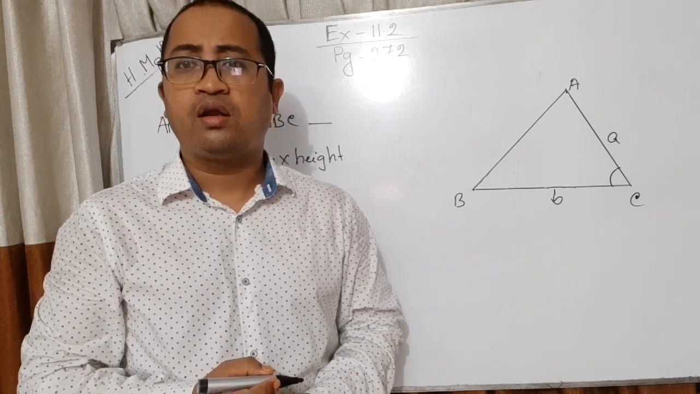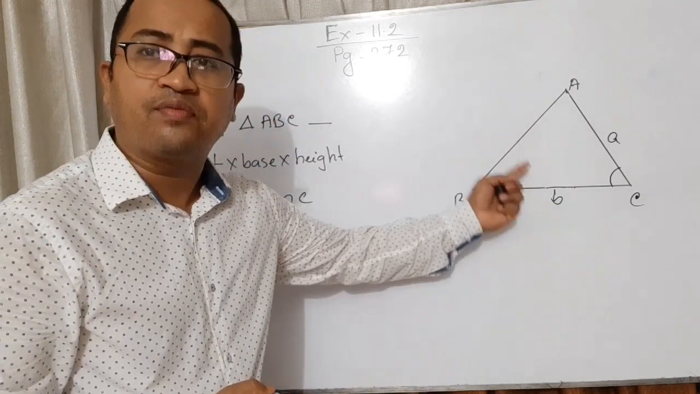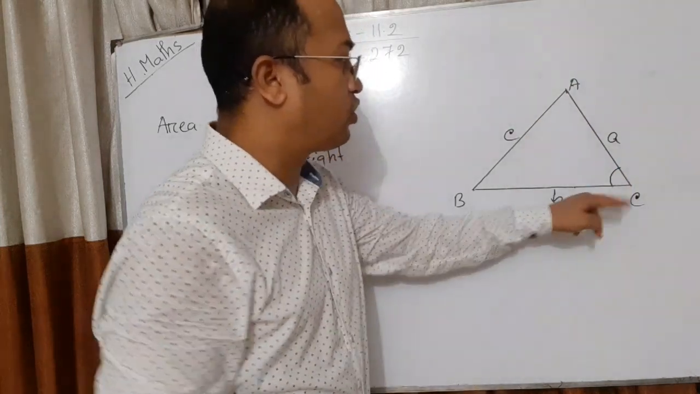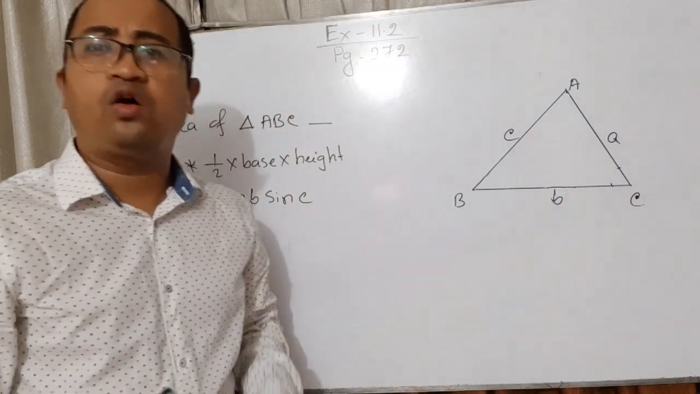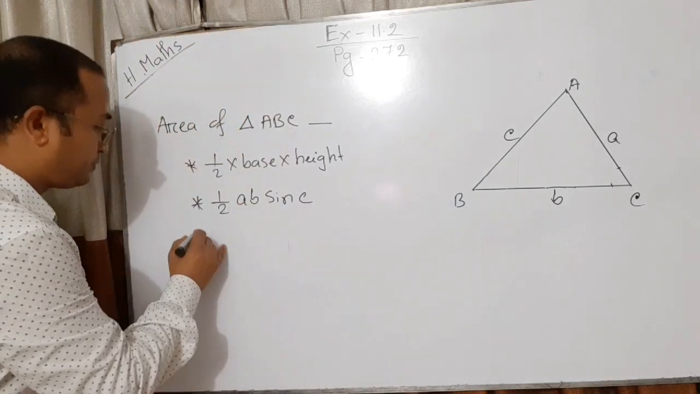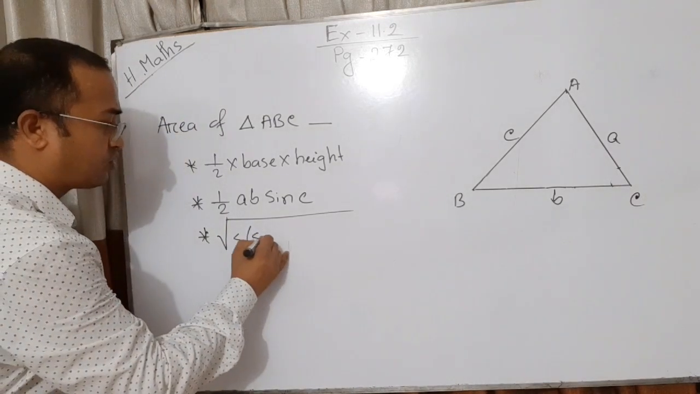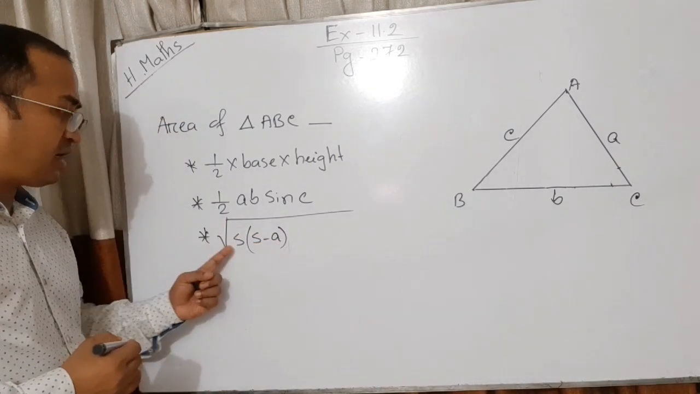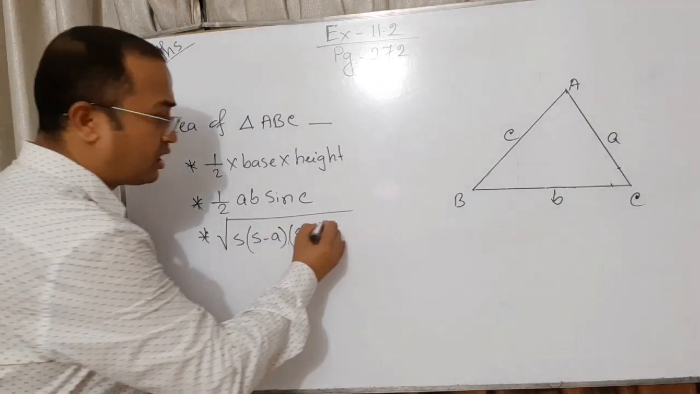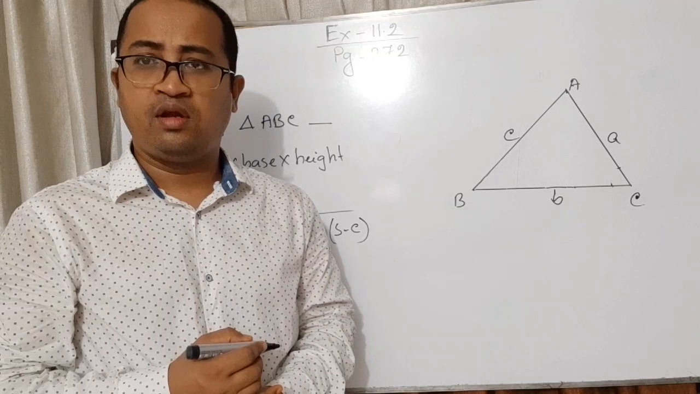Now you don't know the angle. You know all three sides of the triangle, that is a, b and c. You don't know any angle or any height. Now, which formula will you use? Here we will use root over s into s minus a into s minus b into s minus c. Now, what is s?